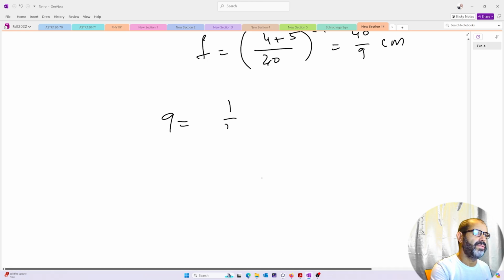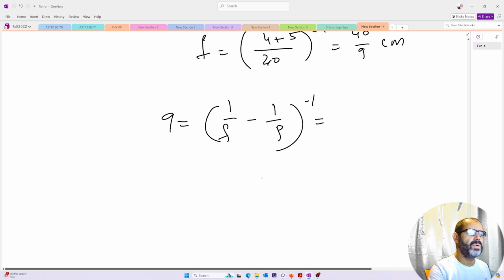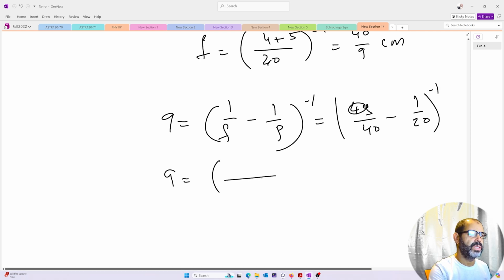Q again is 1 over F minus 1 over P inverted. Okay, F we just found it to be 40 over 9. So when we invert it, it's going to be 9 over 40 minus 1 over P, and P is 1 over 20 centimeters, by the way, inverted. So the common denominator is 40. And here I have to leave 9 by itself, and in here I have to double that number, inverted. So the answer is going to be equal to 7 over 40 inverted. That means 40 over 7.